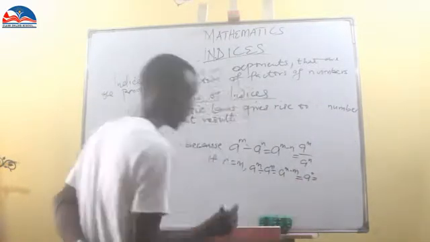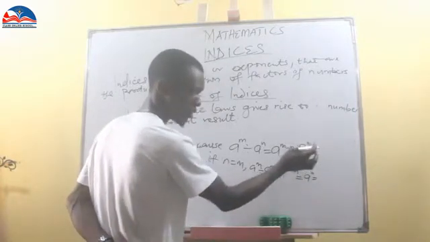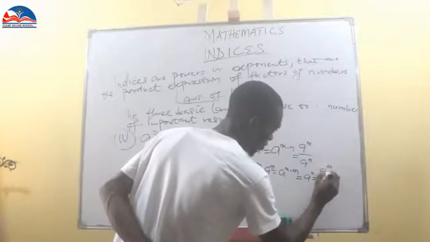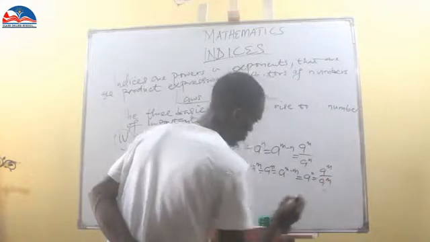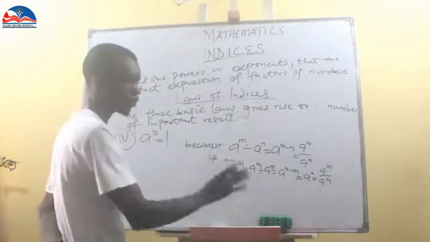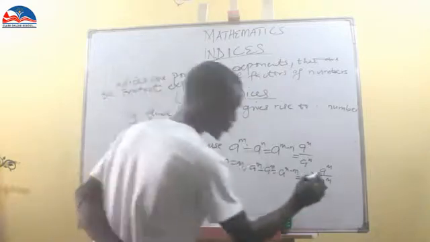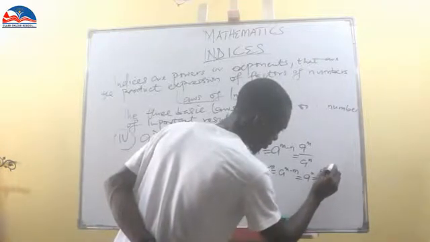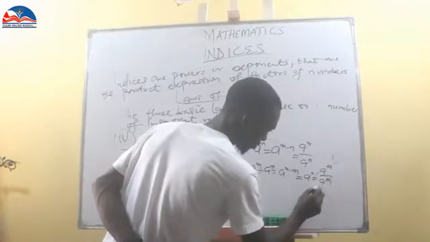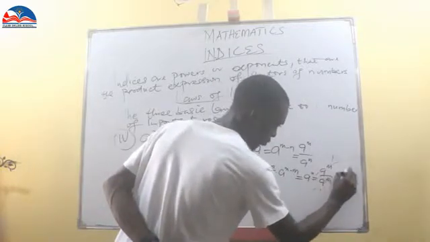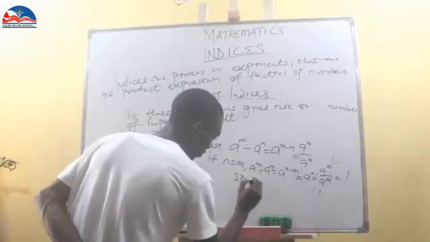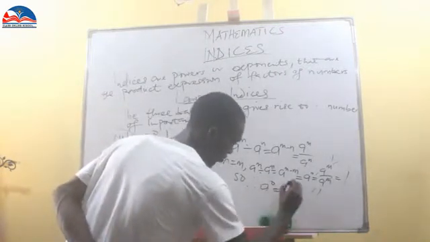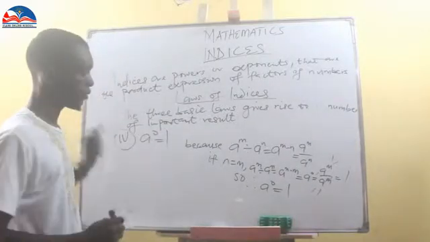So a index 0 is equal to, watch: a index m over a index n, where n is now equal to m. Anywhere we see n, we put m. So a index m divided by a index m gives 1, so 1 divided by 1 gives us 1. Therefore a index 0 is equal to 1. So this is the fourth law.